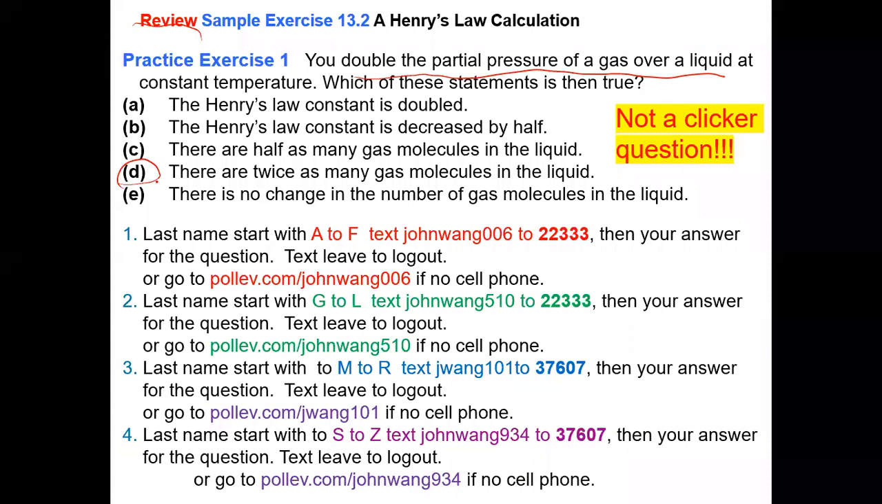Okay. So once you know the direct relationship between the gas molecules or atoms in a liquid and the partial pressure, you can change this question in many different ways. Here we see double, or you can see half, or triple, or quadruple, 8 times, 10 times. That'll give you the same idea of how many of those gas molecules will be in the liquid with the new pressure.